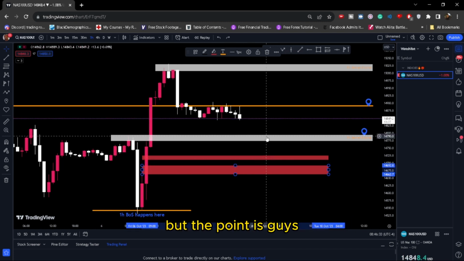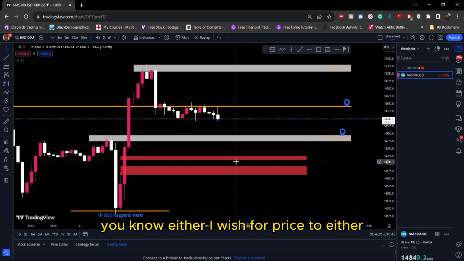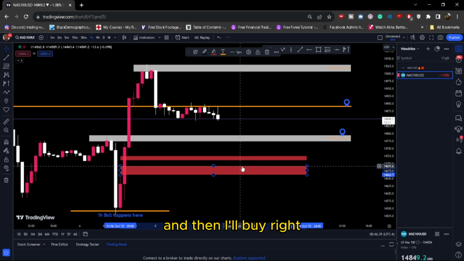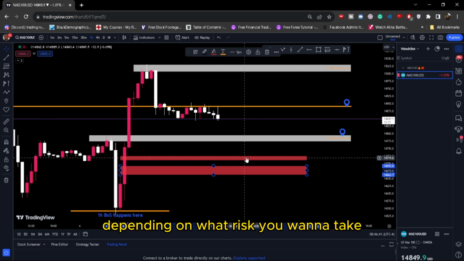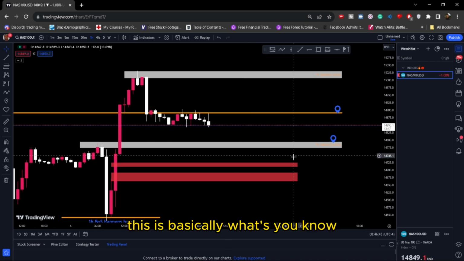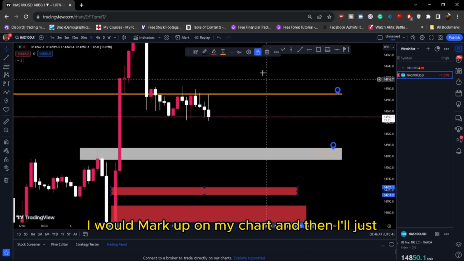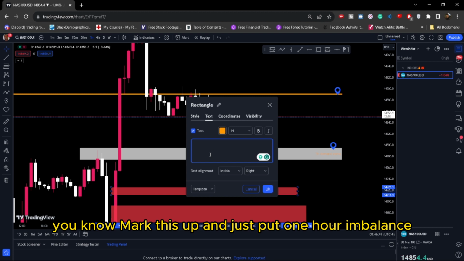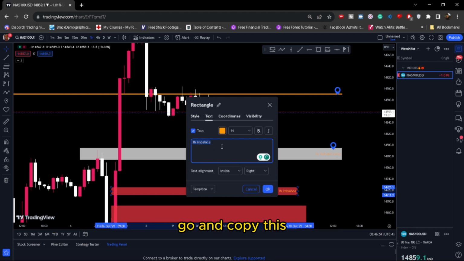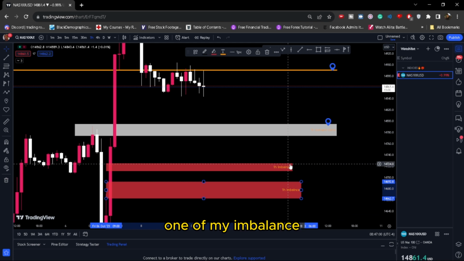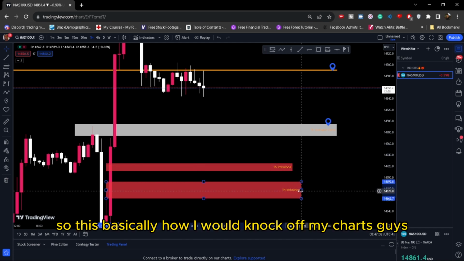But the point is, guys, I'll either wait for price to reach this last imbalance and then I'll buy, or wait for price to tap this and then I'll buy, depending on what risk you want to take. But yeah, guys, this is basically what I would mark up as my chart, and then I'll just mark this up and put 1 hour imbalance, and copy and paste it right here. 1 hour imbalance. So this is basically how I would mark up my charts, guys.